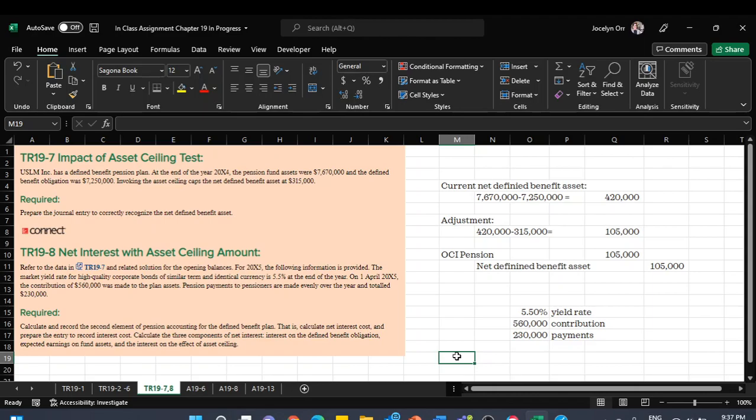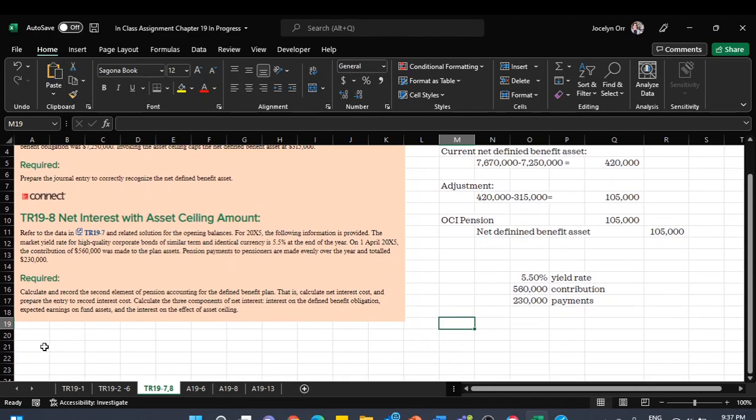We need to calculate and record the second element of pension accounting for the defined benefit plan. That is, calculate net interest cost and prepare the entry to record interest cost. Calculate the three components of net interest, being our interest on the defined benefit obligation, our expected earnings on fund assets, and the interest on the effect of asset ceiling. Okay, so let's start here with our interest expense.